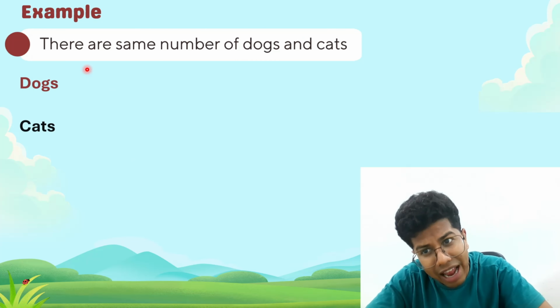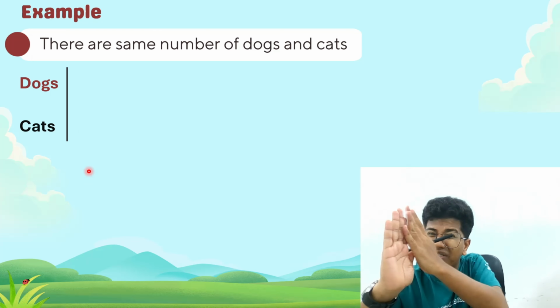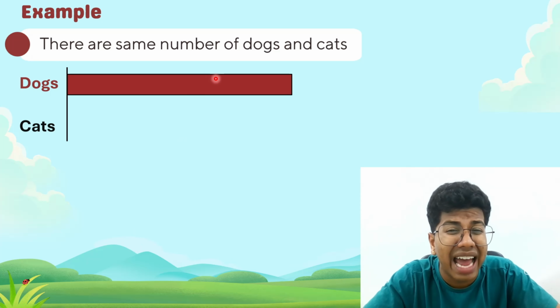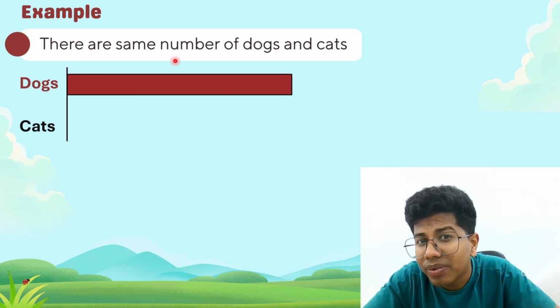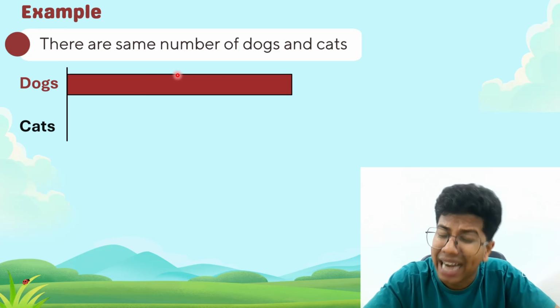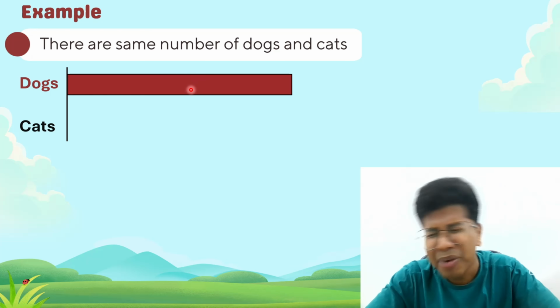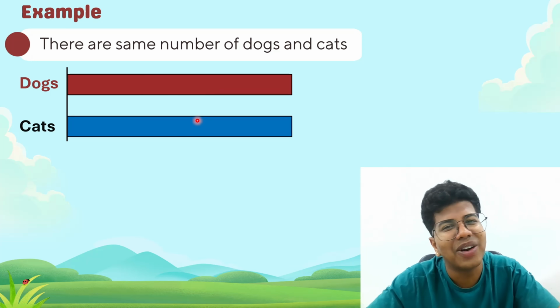Now to make a model, I'll first make a line on the left so that all my rectangles start from this line. Now, if this is the size of the rectangle for dogs, how big should cats be? Oh, this is the number of dogs. What about the number of cats? Is it the same or different? It's the same. So should the rectangle be the same or different? Of course, the same. So here, cats also I'll draw the same.